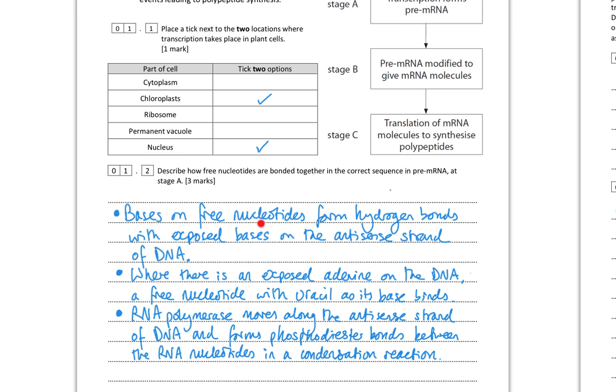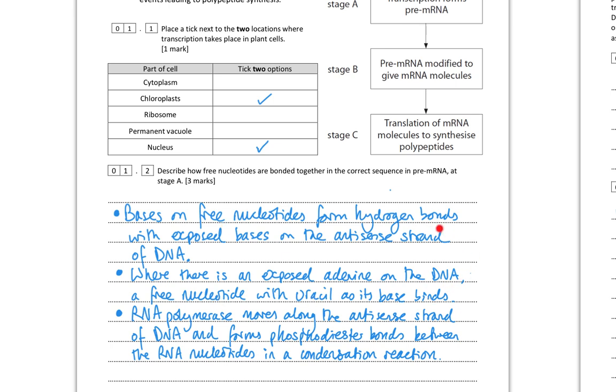I'm really careful with bases on free nucleotides. I don't want to make it sound like a nucleotide is binding. It's the base on the nucleotide that forms hydrogen bonds with the exposed bases on the antisense strand of DNA. So I'm always really careful on that. And then I always give an example as well. It's always worth giving an example, and I always pick the adenine uracil thing. It really does show the examiner that you know what you're talking about. So if adenine is exposed on the DNA, then it'll be a free nucleotide with uracil as its base that will bind and form hydrogen bonds.